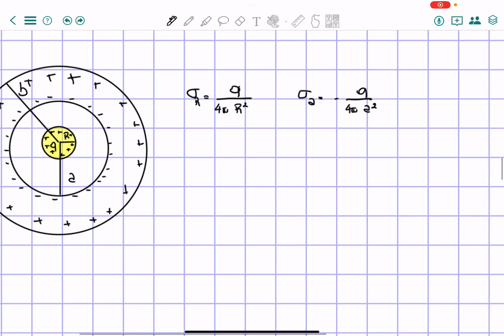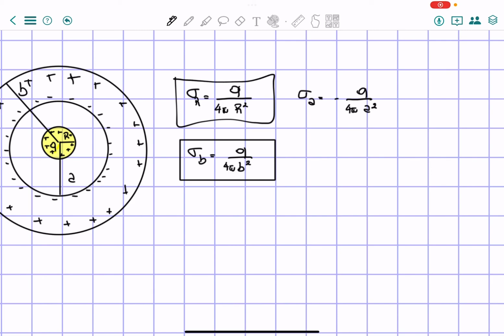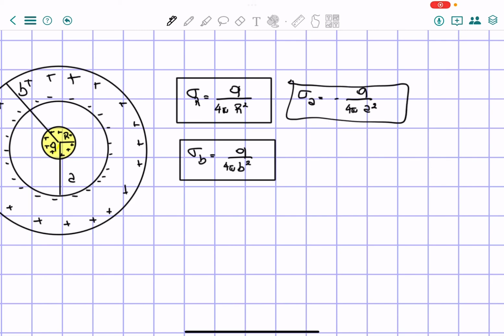And then the surface charge at B, give a second to think about it. Pause if you need. Let's go ahead. It's going to be a positive charge again, because we know all the positives go to the outer surface, so Q over 4 pi B squared, as you can see, because of course it goes in all directions. So these are the three surface charges at three different surfaces.